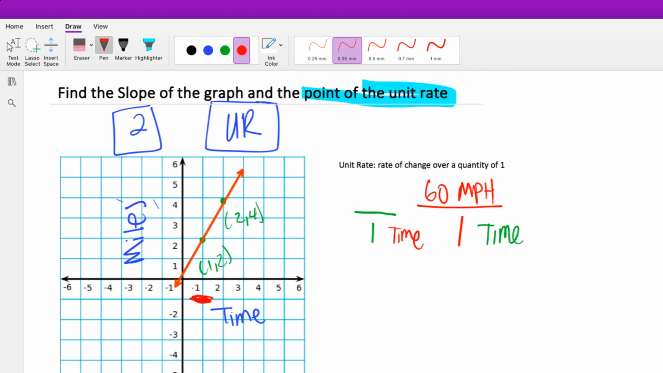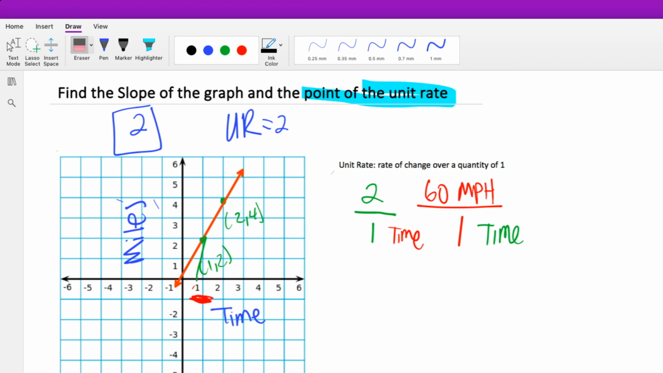Okay, so if we look at 1 hour on our chart right here, what else do we know? Let's go up. Let me change the color a little bit. Let's go up and see what happens. We intersect at the point 2. So let's go ahead and write that 2 there. And this 2 over 1 is our unit rate. That's exactly how we find it. And then I'll show you how to do it if you're not given a quantity over 1 in the next example. Unfortunately, we're not done with this problem because we still have to find the point of the unit rate.